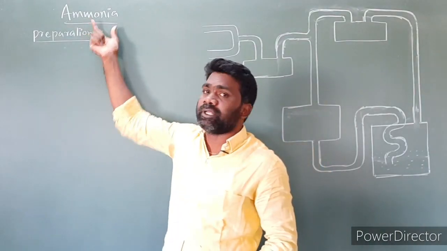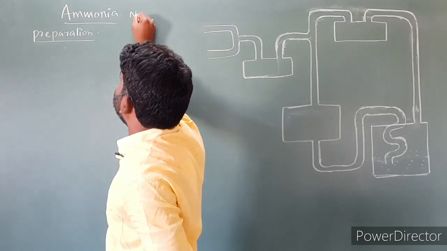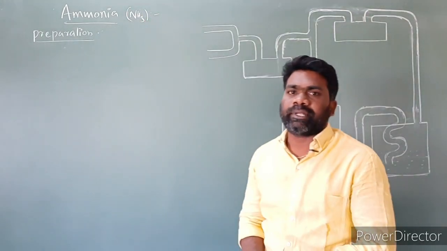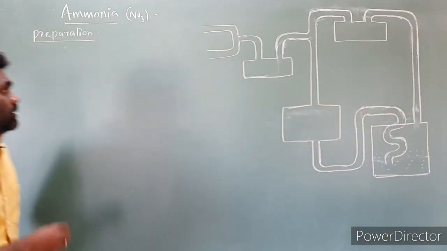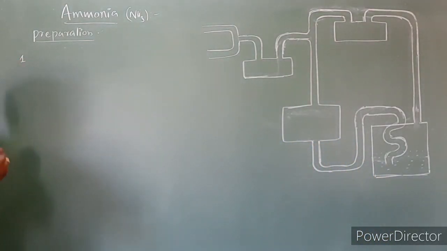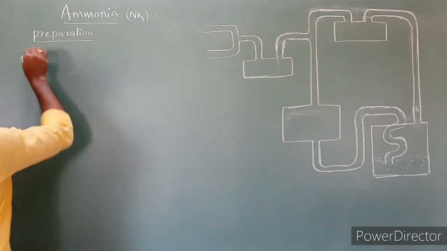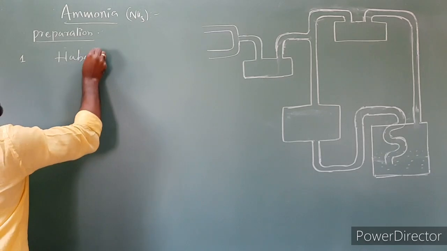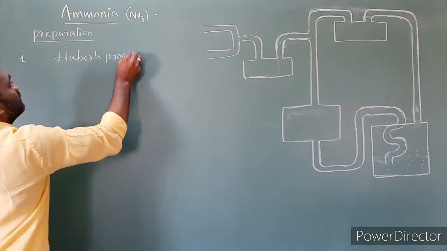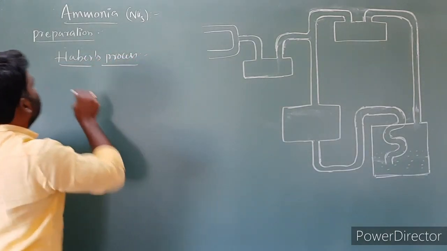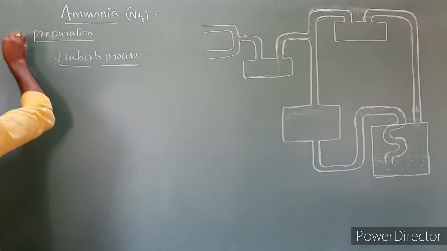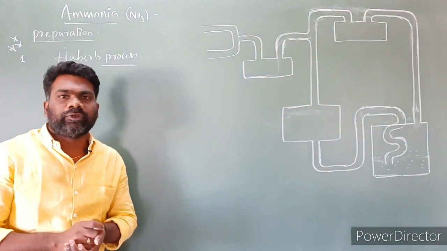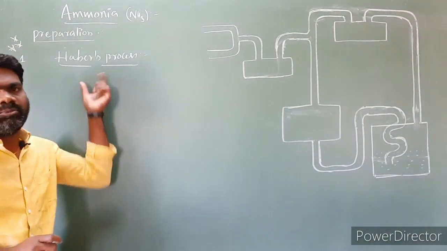Next, ammonia. Its formula is NH3. First is preparation of ammonia. The first method is preparation of ammonia by Haber's process, the manufacturing of ammonia by Haber's process. From the PUC point of view, manufacture of ammonia by Haber's process is very important.